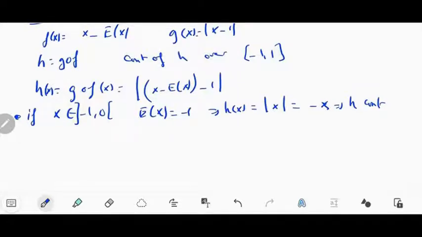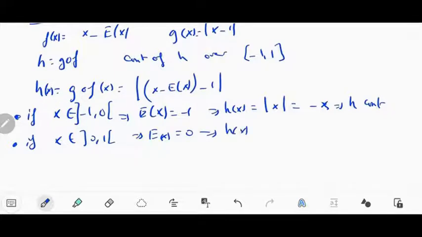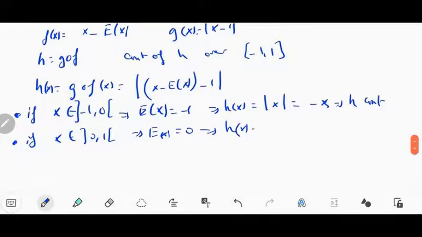Now take the case if x is between 0 and 1, then E of x is equal to 0. In this case, h of x will be equal to the absolute value of x minus 1, which is 1 minus x, since x is between 0 and 1. So it's the positive version, it's 1 minus x, which is continuous. Then h is continuous in this interval. Now we need to study the points 1, 0, and minus 1.